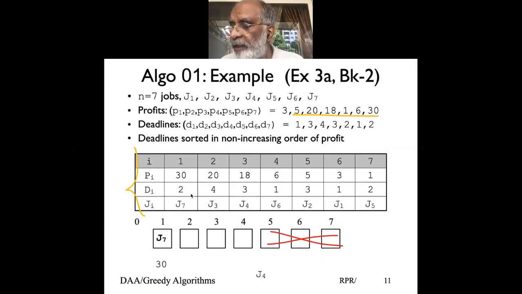Now look at my second job with a profit of 20 and deadline of 4. So the approach is, starting from this slot till the previous one, see if the job can be shifted. Can this be accommodated? This becomes clearer in the next example. Then we schedule job 3 and its profit.